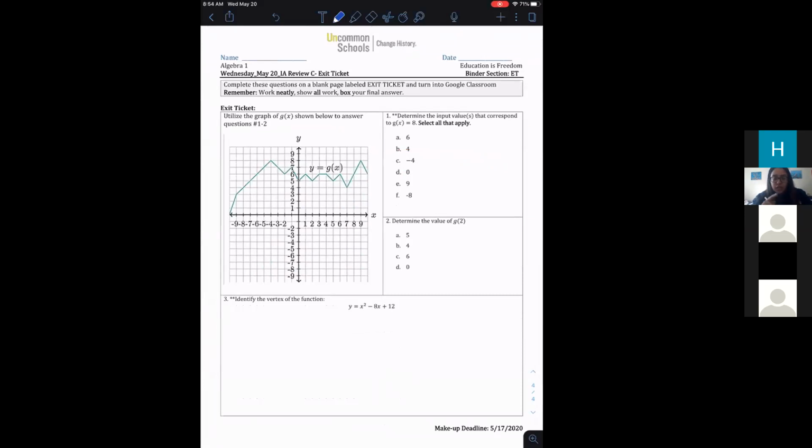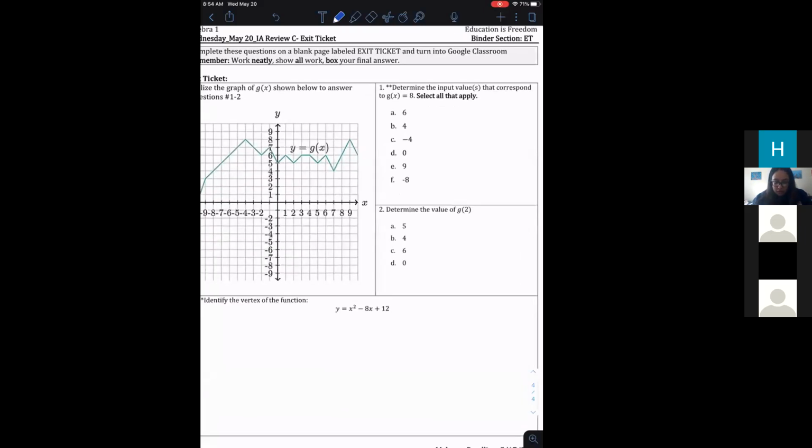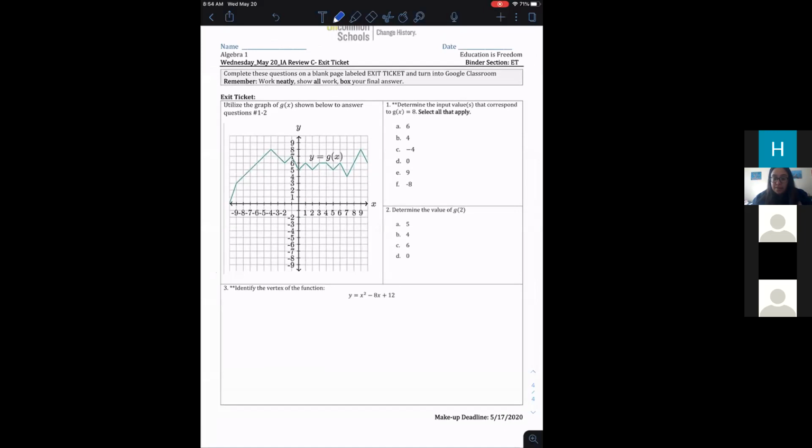I also want to make a comment about yesterday. If you forgot to turn in your exit ticket, please do so. There were a lot fewer exit tickets turned in than usual. So I'm not sure if we forgot or we forgot to finish, whatever the case is. You did not turn in your exit ticket yesterday. Please make sure to do so. Same with today. Please make sure to get this exit ticket in. And if you need any support from me, please let me know.